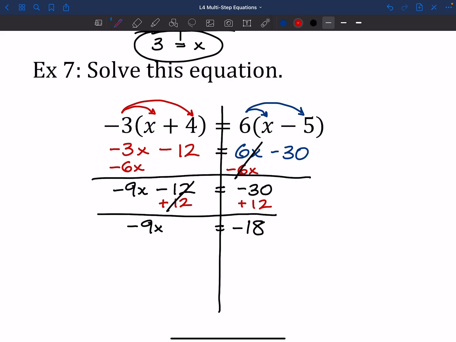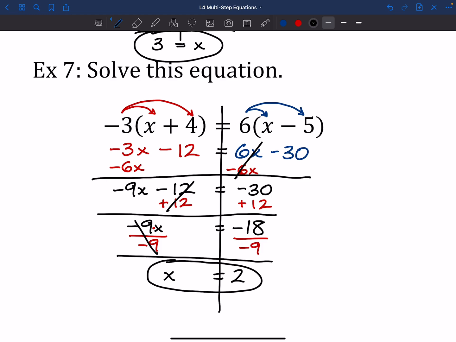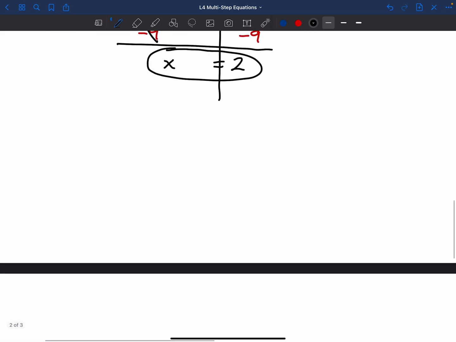All right, so from here on out, negative 9x equals negative 18. That negative 9 in front of the x has got to go. But we don't want to add it, because it's not negative 9 plus x. It's negative 9 times x. So we need to undo it by dividing. When I divide by negative 9 on both sides, they cancel out over on the left. We are left with just an x. And over on the right-hand side, it just comes out to be positive 2. That's all we got to get. And then we're done.